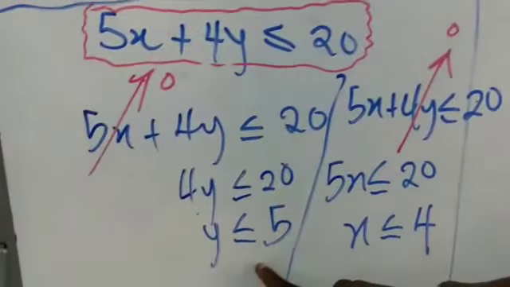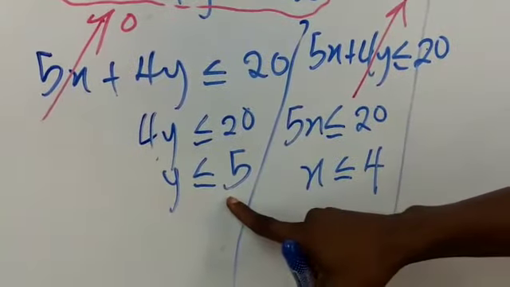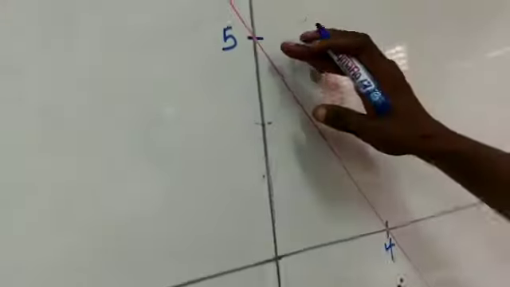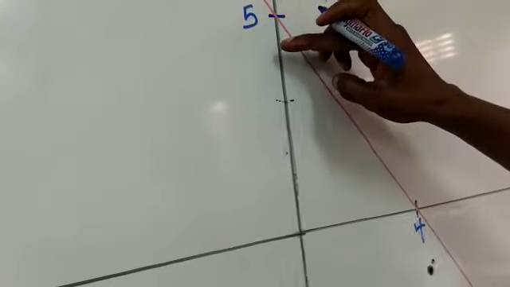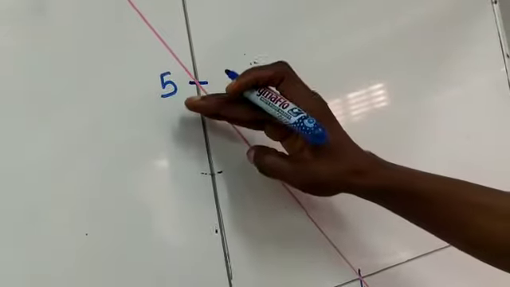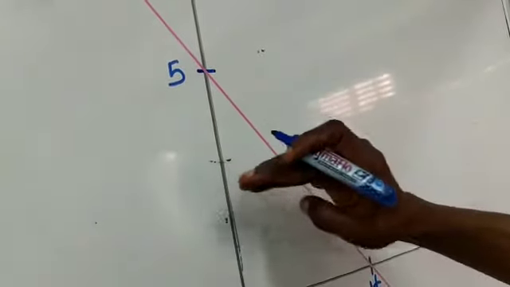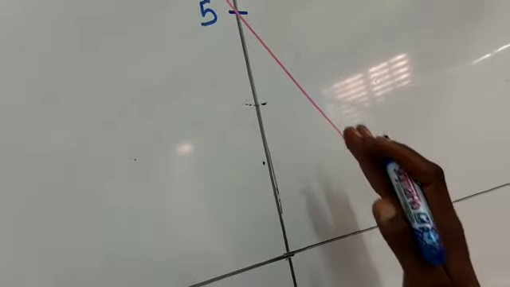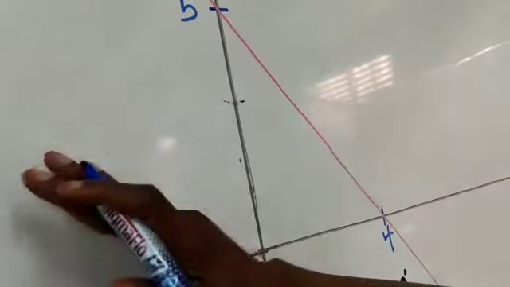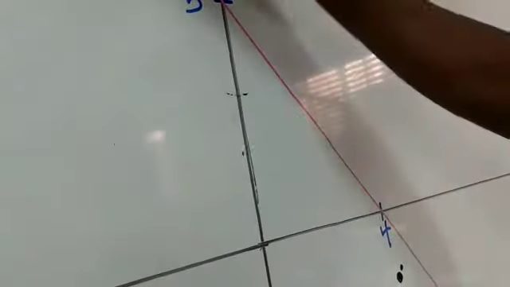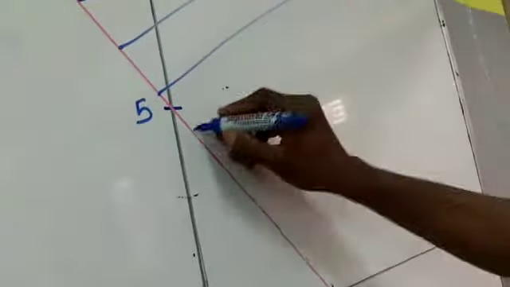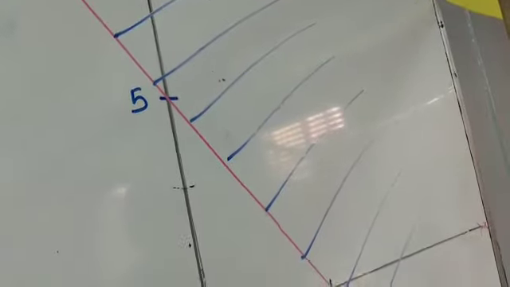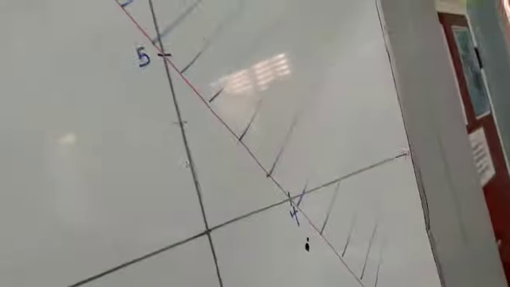Y says I am less than 5. X says I am less than 4. Okay, so let's come back. Y says I am less than 5. These values are less than 5. You have 4 here, you have 3, you have 2, and so on. And X also says I am less than 4. It seems as if the two of them are trying to tell us that this is the required region. So we're going to shade the region above that line. We shade the region and we are done with the first inequality.